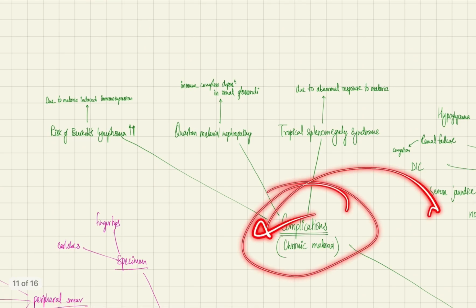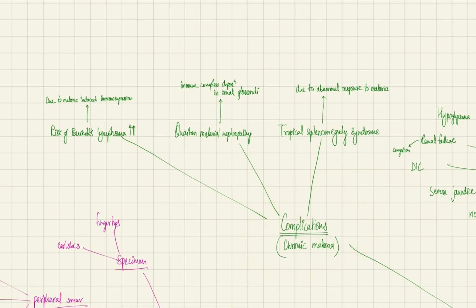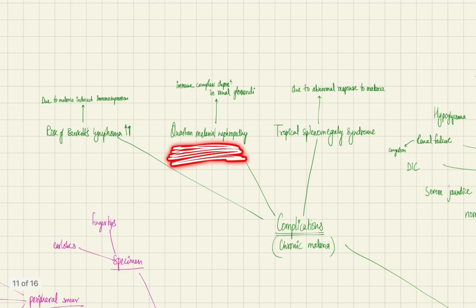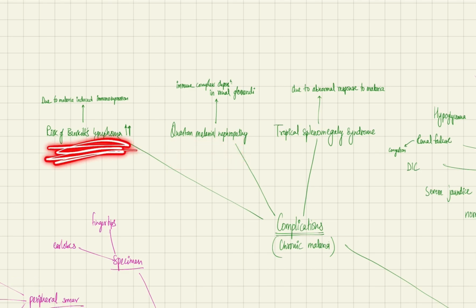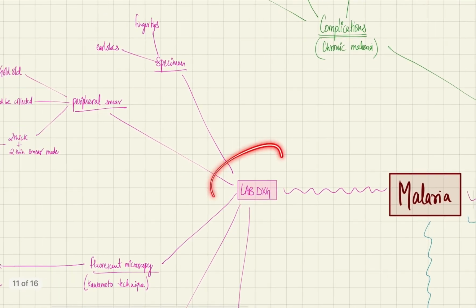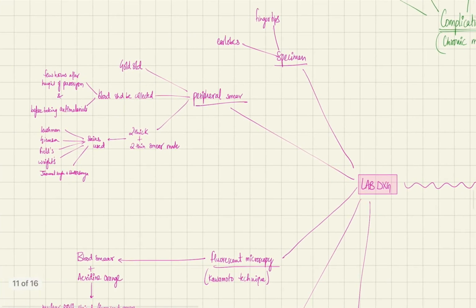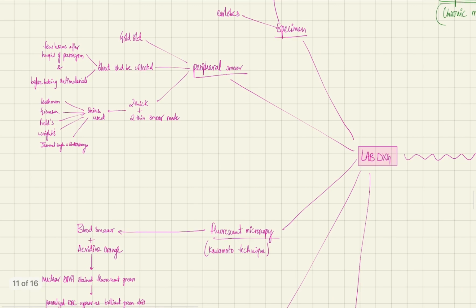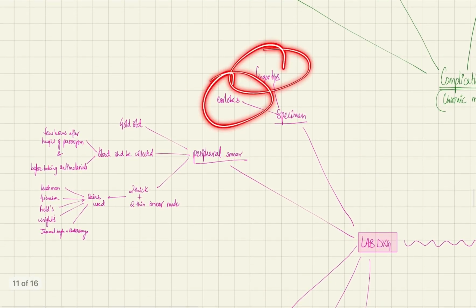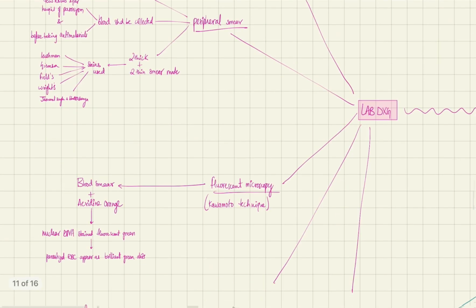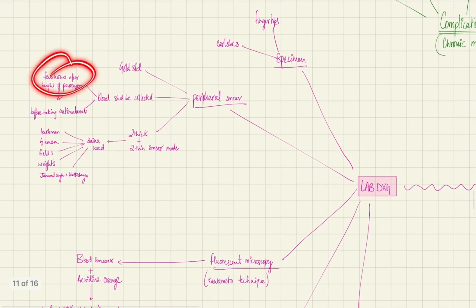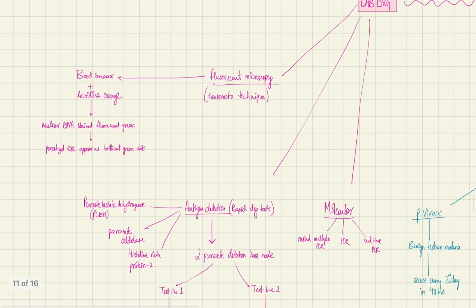The chronic complications being tropical splenomegaly, quartan malarial nephropathy, and Burkitt's lymphoma, right? And definitely the lab diagnosis, which is very important. Things to note here are the specimens, right? The fingertips and earlobes, you have to take the specimen from that place, and also when to take the collection, after the fever, before antimicrobial drugs.